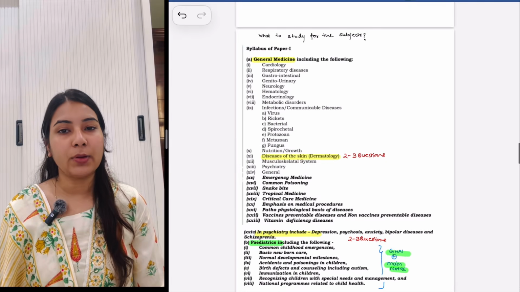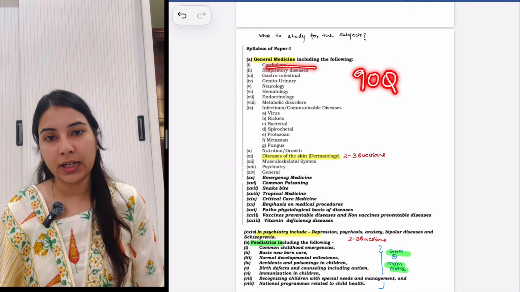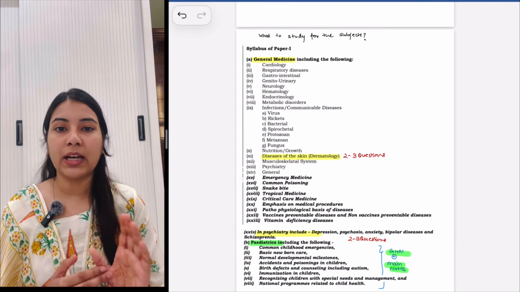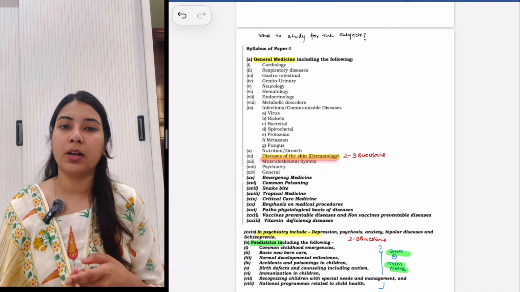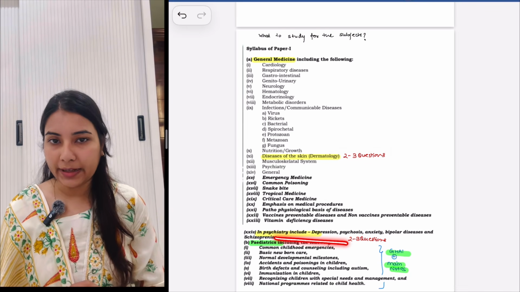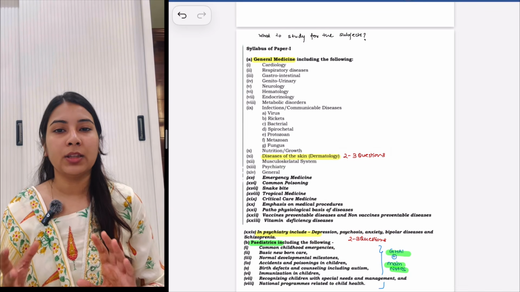From medicine 90 questions are asked, and from pediatrics you get 30 questions. Now from medicine, pure medicine plus some of the allied subjects are also asked, like you get 2 to 3 questions from dermatology as well, and 2 to 3 questions from psychiatry also. The options are like that.